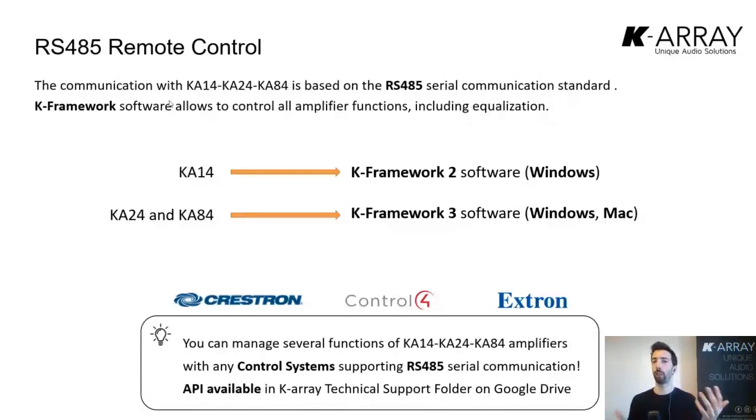If you have a KA14 instead, you have to install K-Framework 2. It's not a big issue. In K-Framework 2, you'll find equalization and all the functions you need. It's just a different interface, and it's available only for Windows. So if you have a Mac, you'll have to install Parallels or another kind of Windows virtual machine, and you will be able to control a KA14. But for KA24 and 84, let's go with K-Framework 3. I'll show you the software in a minute.